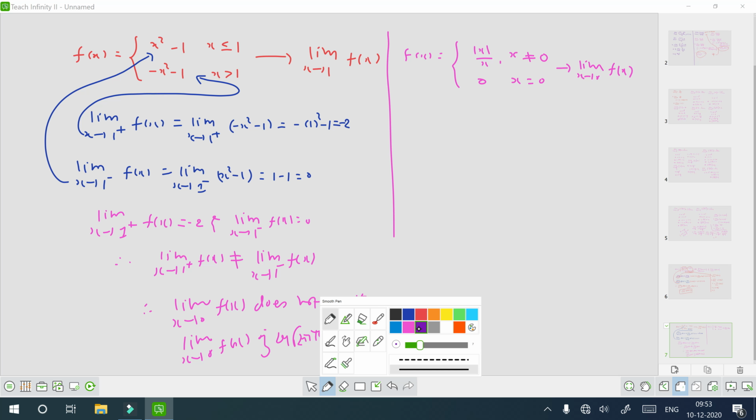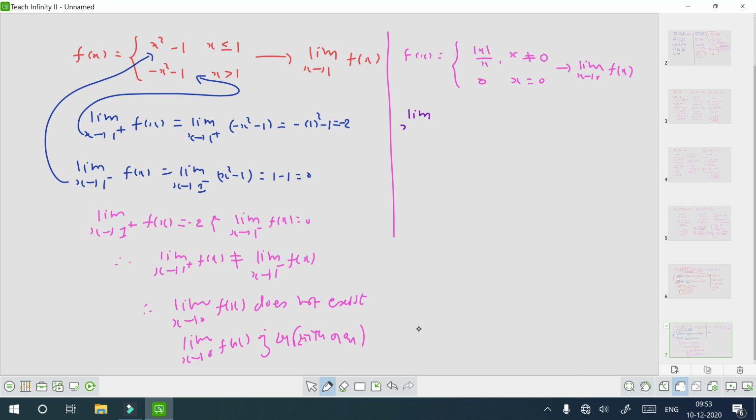See here, limit x tends to 0 plus f(x), limit x tends to 0 plus mod x over x is equal to limit x tends to 0 plus x over x. Why? Because x greater than 0 implies magnitude of x is equal to x. That is equal to limit x tends to 0 plus 1, that is 1. Right hand limit is 1.